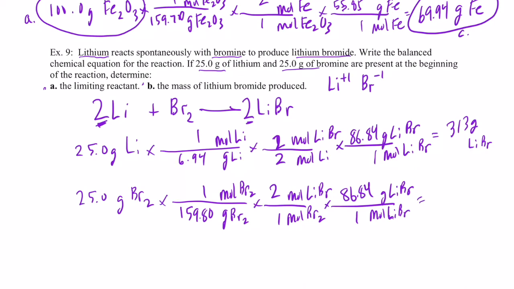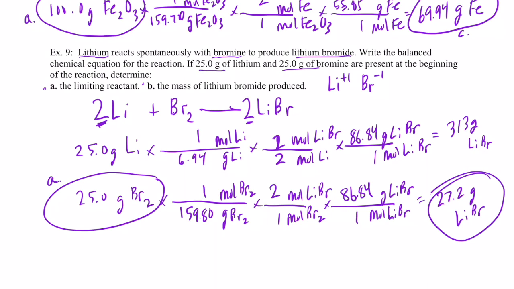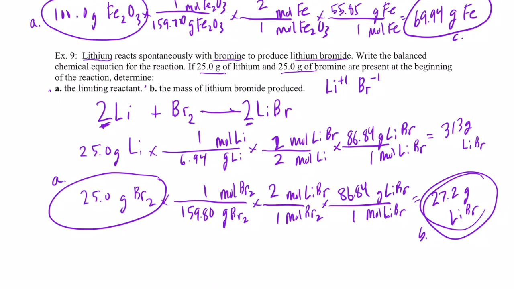So let's do the math on this one. 25 divided by 159.80 times 2 times 86.84. That gives me 27.2 grams of lithium bromide. So it looks like my limiting reactant was my bromine. That's my answer to A, because it allows me to make the least amount of product, the 27.2 grams of lithium bromide.